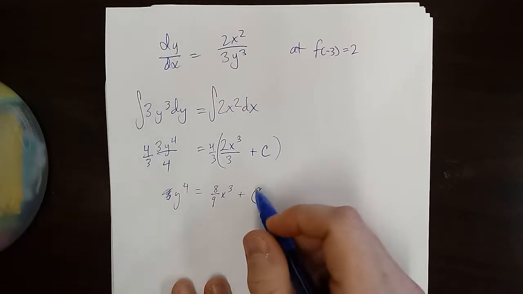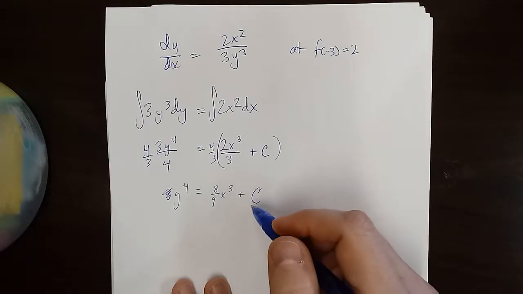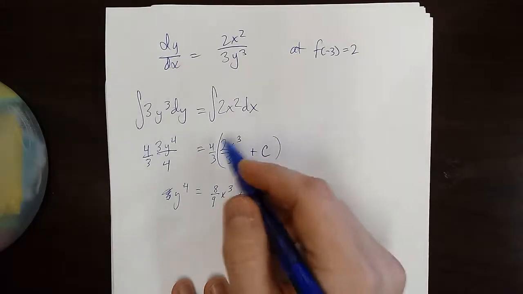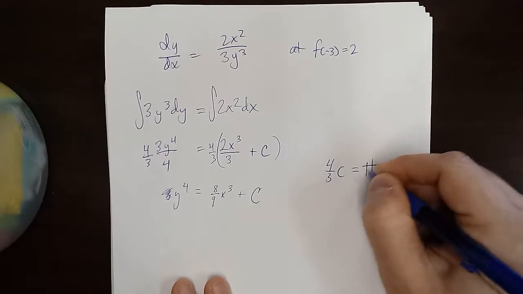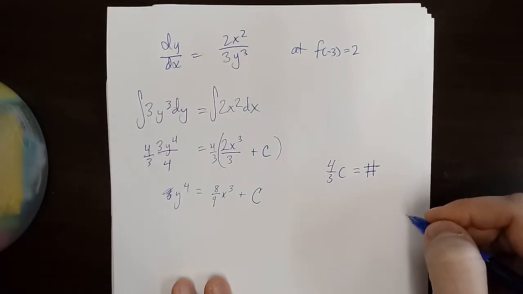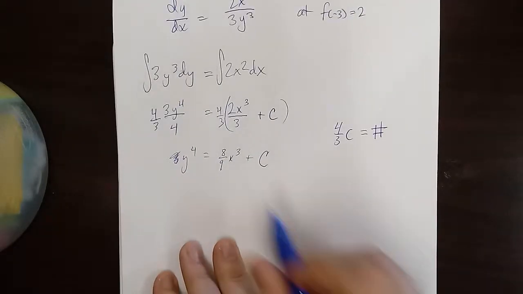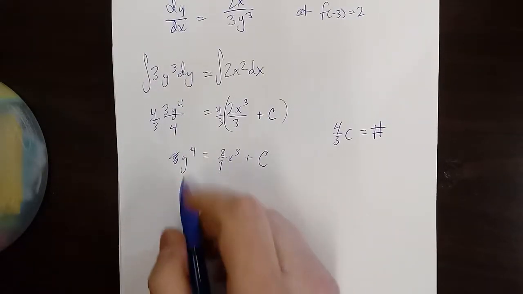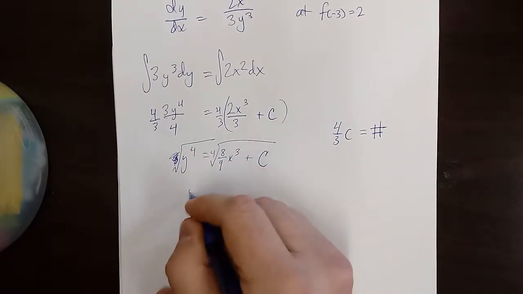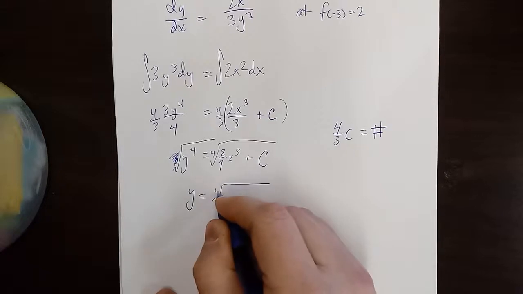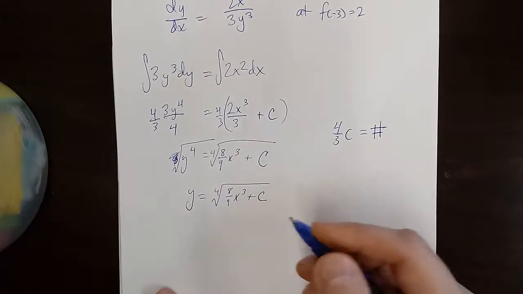I don't need to solve and get the smallest version of c, because it's just going to be a number in the end. So in case you missed that, 4/3 c is equal to a number, and that's also just a number. So that's why I'm just going to write it plus c. So now when I take the fourth root of both sides, I get y is equal to the fourth root of 8/9 x cubed plus c.